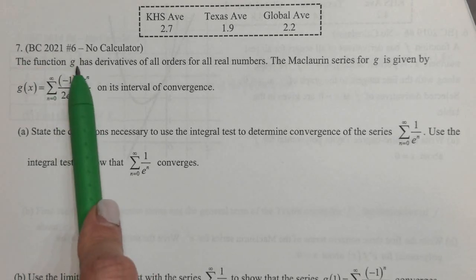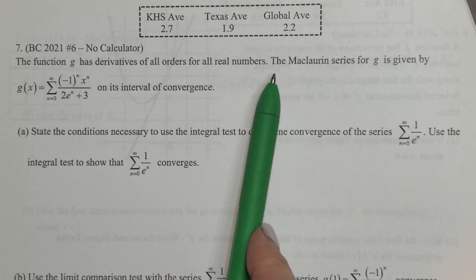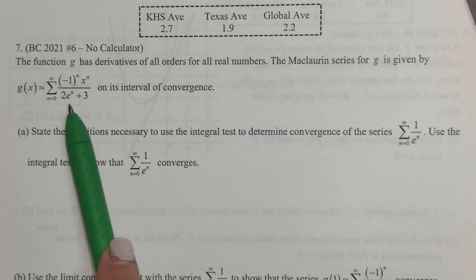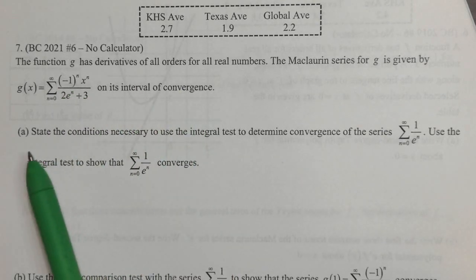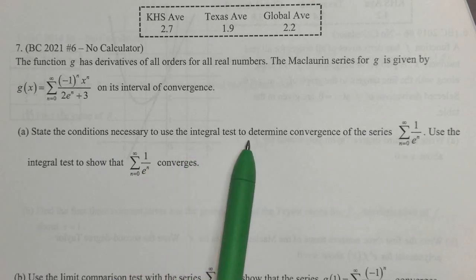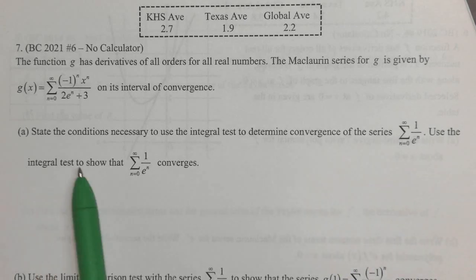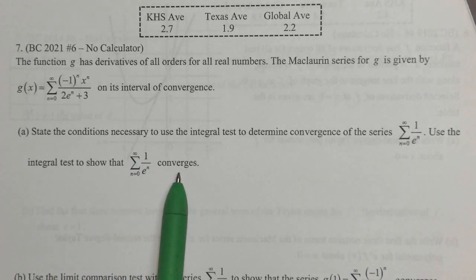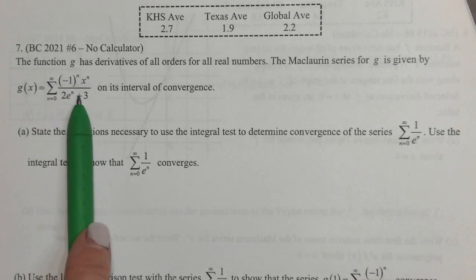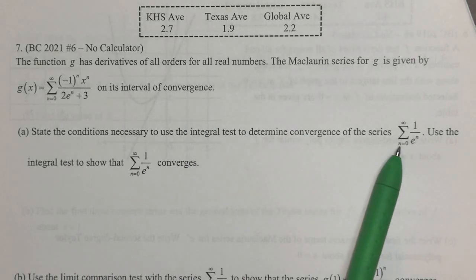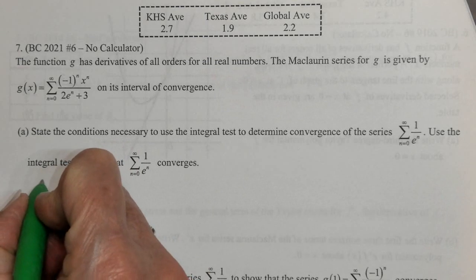All right, the function g has derivatives of all orders for all real numbers. The Maclaurin series for g is given by this series on its interval of convergence. State the conditions necessary to use the integral test to determine convergence of this series. Use the integral test to show that this converges. Okay, so the first part did not include g at all. All we're asked to do is do the integral test on this. So we will. Okay, state the conditions.